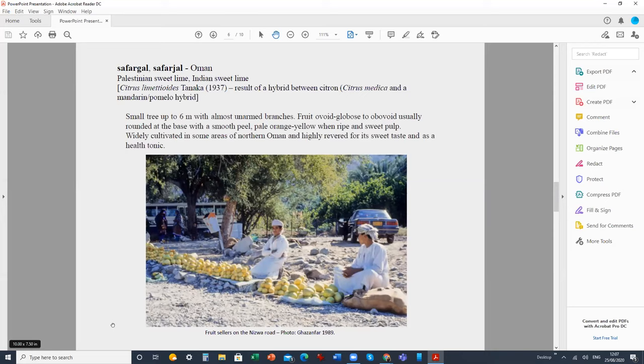But it's possible that now it is sold in Nizwa or so on. What I want to illustrate is that even though the name Safargal is used, we have to understand and associate this plant with tonic. It is not quince. So it is very important to understand, first of all, the value of this plant, and secondly, the value of the language that is associated with it as well.